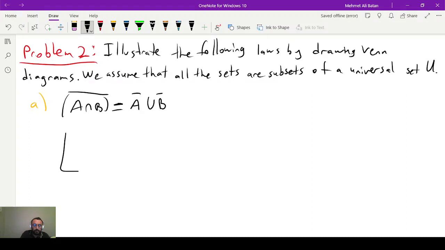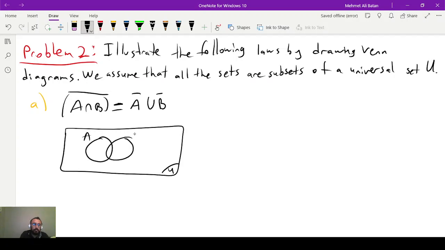Let me sketch the universal set U, and I have a set A and set B. In the first part, I am looking at the complement of A intersection B. So this is A intersection B, and the complement of A intersection B will be everything except the intersection. What about the right hand side?